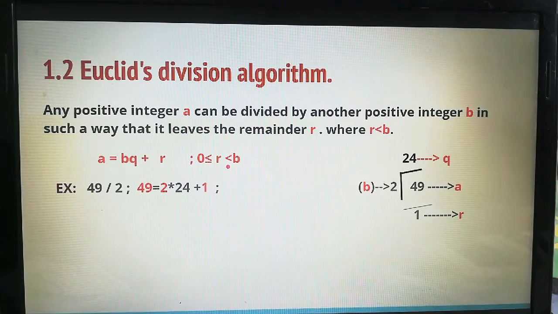And r is either 0 or less than this b. Why? Because if the remainder is equal to b, we can divide it further. So the remainder that we get will also be less than b. So we'll write it like this.